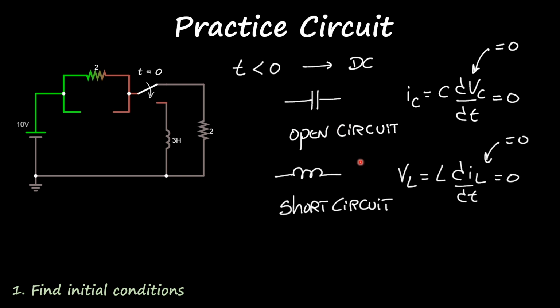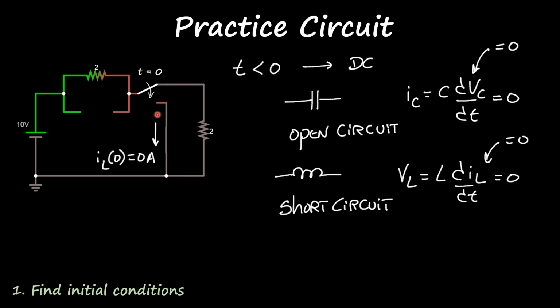The inductor, on the other hand, is going to be a short circuit because the equation tells us that the voltage across the inductor is L times the derivative of the current over time. Again, DC, the derivatives are 0. That means the voltage drop across the inductor is 0. So this potential is the same as that potential, and I get a short circuit.